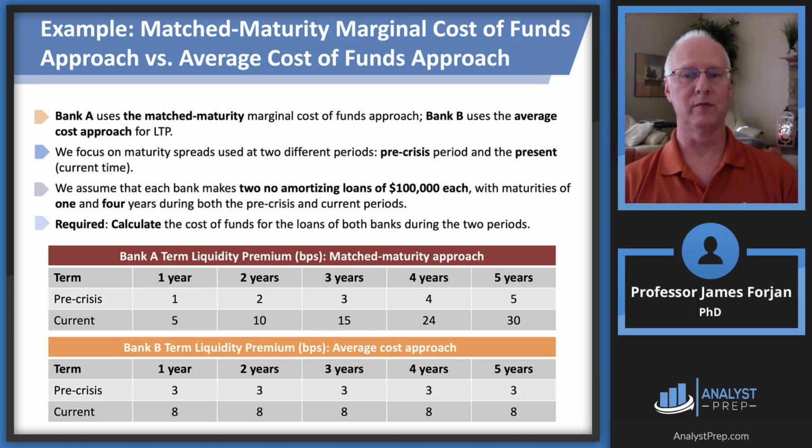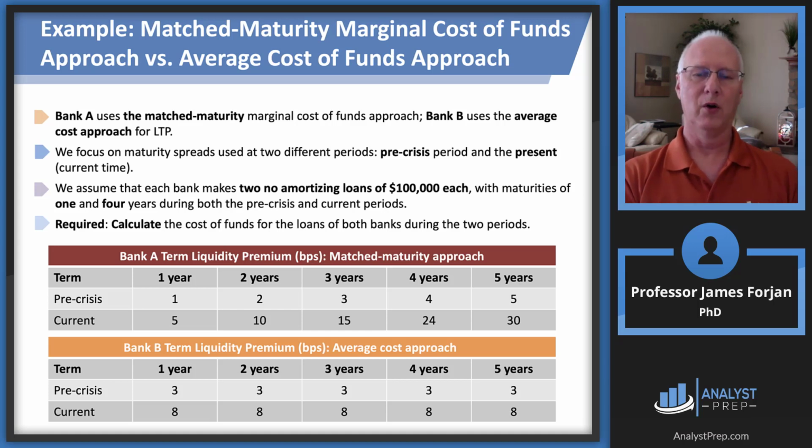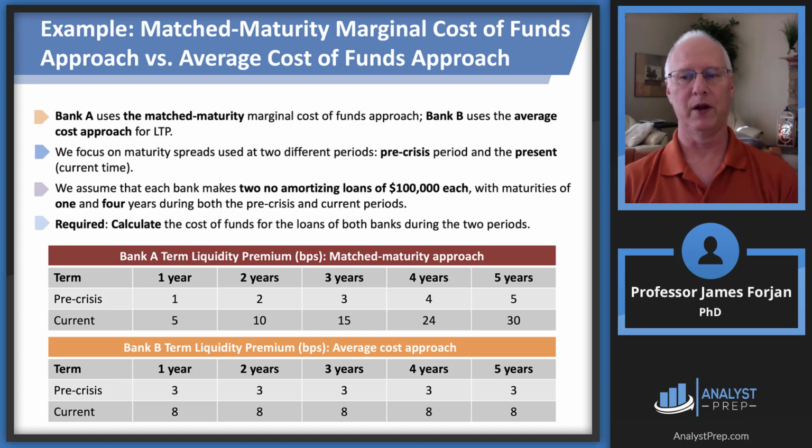But now we're going to do this matched maturity approach. So we still have 1, 2, 3, 4, 5. Pre-crisis, we're going to have, okay, 1 and 2 and 3 and 4 and 5 basis points, right? We're going to match the liquidity with the basis points, right? But then under that post-crisis or the current period, we're going to assign basis points that reflect the unique liquidity risk for that 1 and 2 and 3 and 4 and 5 year time period. So note under current, we go 5, then 10, then 15, 24, then 30 basis points. All right, so clearly the top table and the bottom table have different approaches to determining the cost of funds.